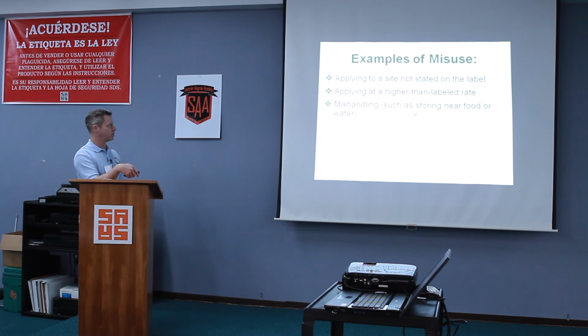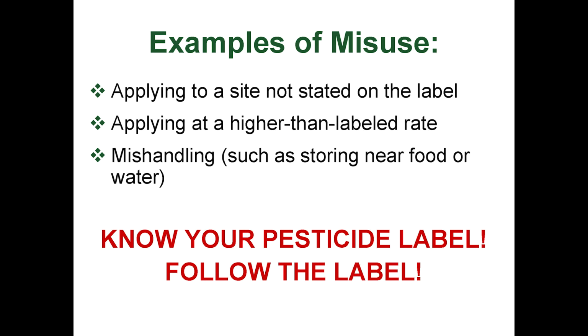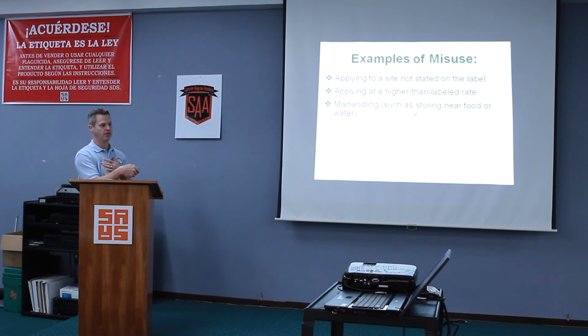So let's look at examples of misuse, because everybody wants to stay out of trouble. But the label is the cornerstone of pesticide regulation, and it ensures that the product is applied safely to protect you as the applicator, but also protect other people and the environment. But as pest management professionals, you want the product to be effective. So following that label is going to improve the efficacy of the product. So that's important as well, and another reason to be sure and follow the label.